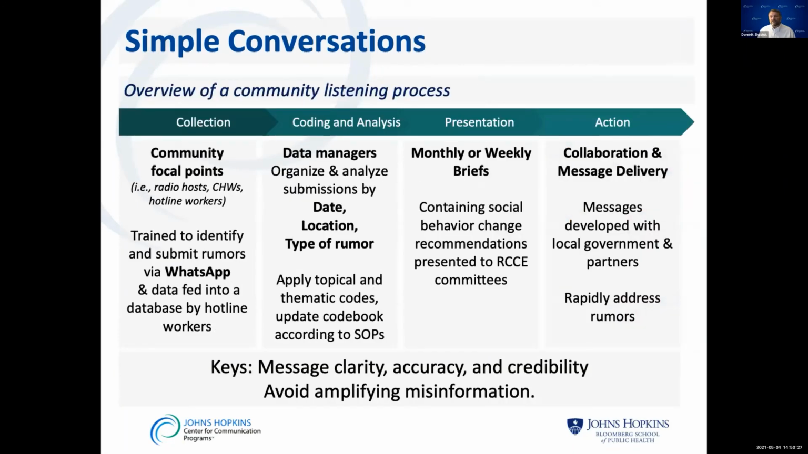This slide presents one version of a community listening or rumor tracking process that we are implementing. First, community focal points are trained to identify and submit rumors via WhatsApp. National hotline workers are trained to input rumors from callers and WhatsApp messages into a DHIS2 database. Data managers analyze and synthesize data. Periodic briefs that include social behavior change recommendations are presented to the RCCE committees. And the RCCE technical working group develops messages to rapidly address the rumors.